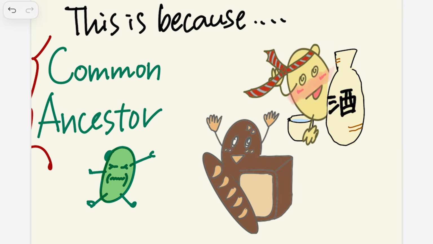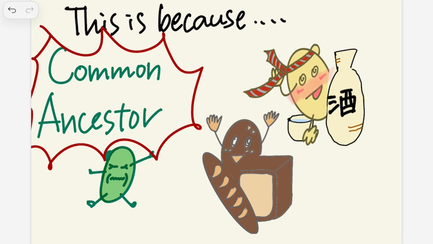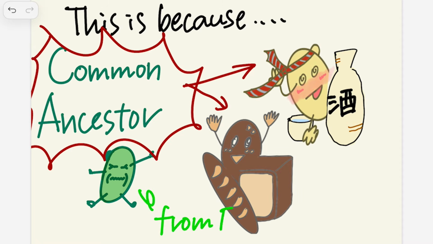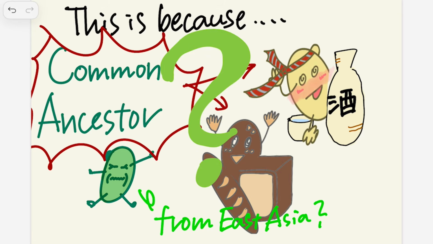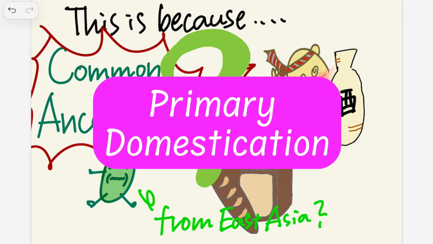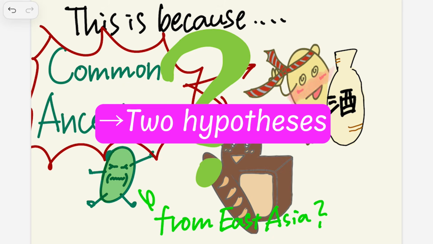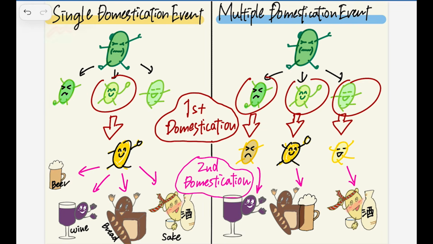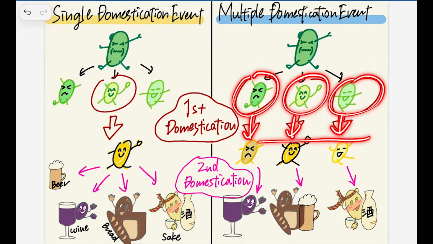The answer is that both baker's yeast and sake yeast descend from a common ancestor. Also, while the strain likely originated in East Asia, it's still unclear how this yeast entered human communities and became established, termed primary domestication. Two hypotheses are presented. The single domestication hypothesis posits that domesticated strains originated from a single domestication event of a common wild ancestor, while the multiple domestication hypothesis suggests that multiple lineages of wild strain were independently domesticated.